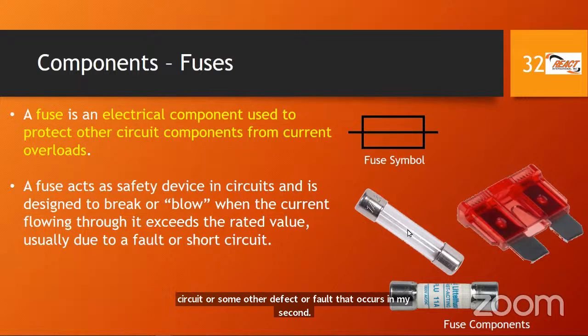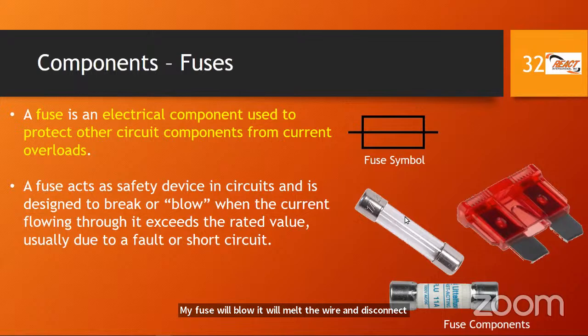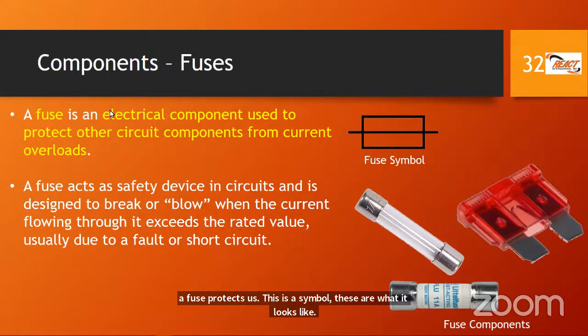It will melt the wire and disconnect the circuit from further damage or any damage to the other components. So the fuse will sacrifice itself for the other components and blow. So that's the other point that we have here as to what a fuse is used for. It will look differently. So the wire in this fuse, if you could see it on your screen, it's right here. This is the one that will blow or will sever or melt when there's an overcurrent condition. So a fuse protects us. This is your symbol. These are what it looks like. And for your exam, this is what you need to learn. What is a fuse?